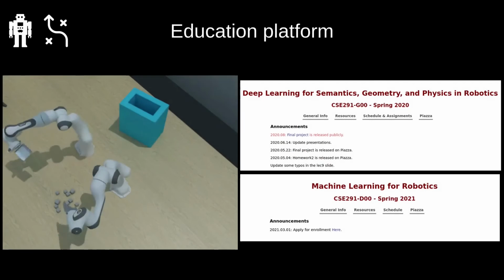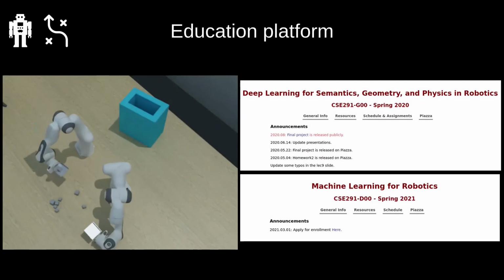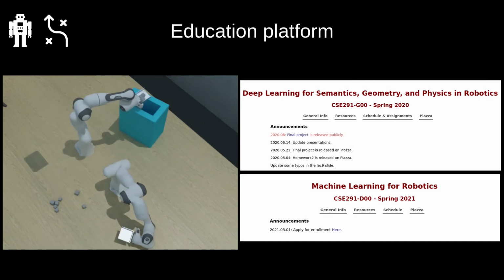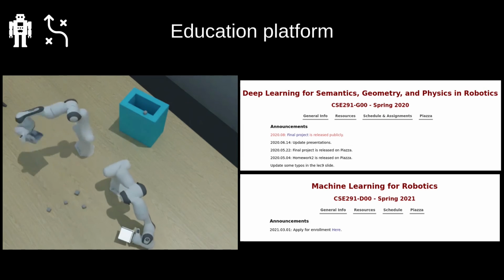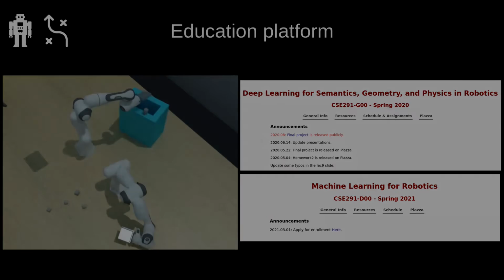Finally, the rich robotics support and simple API make Sapien suitable as an educational platform that's been used in multiple courses to let students gain hands-on experience with robotics control and planning algorithms.